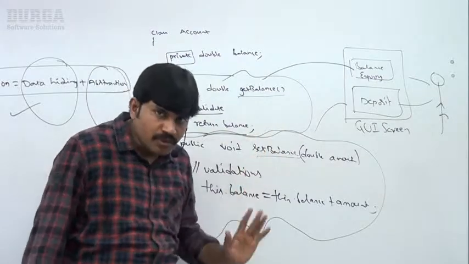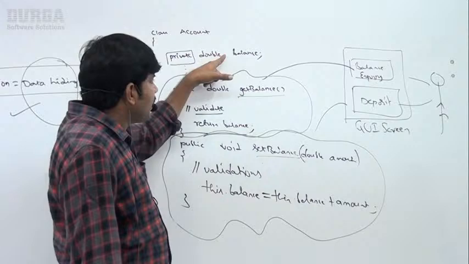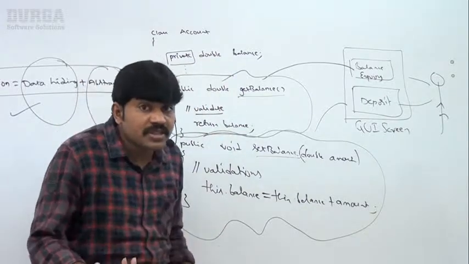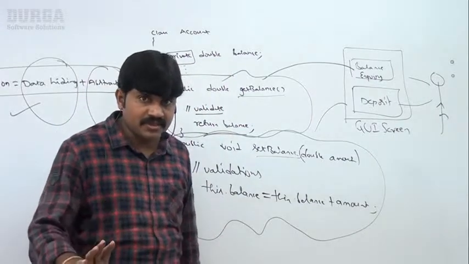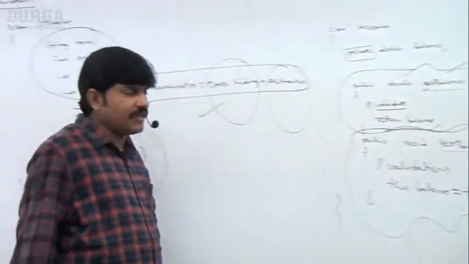That's why I use the word abstraction. So data hiding and abstraction together are nothing but encapsulation. Can everyone understand? Sir, I provided two definitions, right?